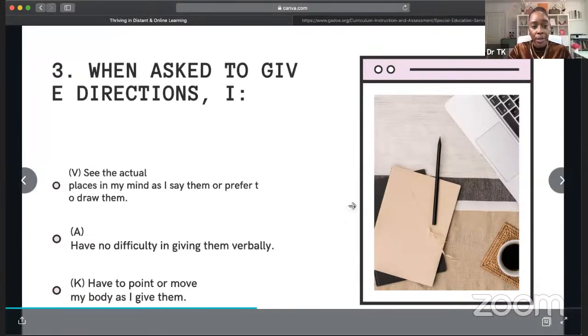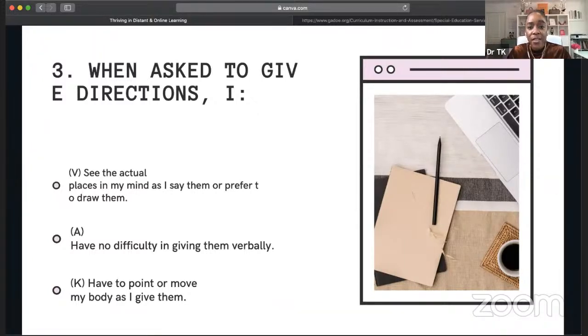All right. Number 3, when asked to give directions, I see the actual places in my mind as I say them or prefer to draw them. So that's visual. When asked to give directions, you may have to visualize it. You got to see it in your head first. A is having no difficulty in giving them verbally. Somebody asks you how to get to a place and you can just verbally tell them without a doubt. You don't have to look at a Google map. You can just tell them.